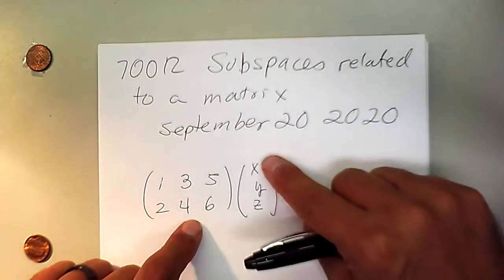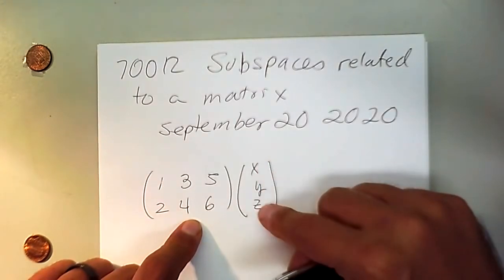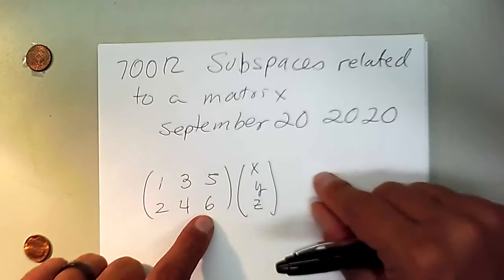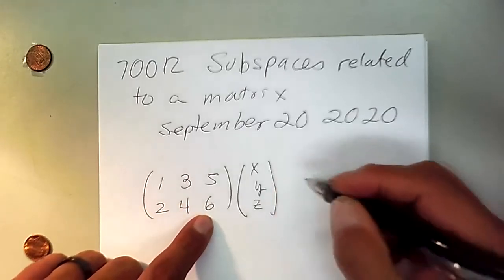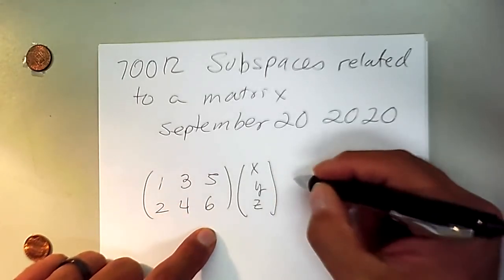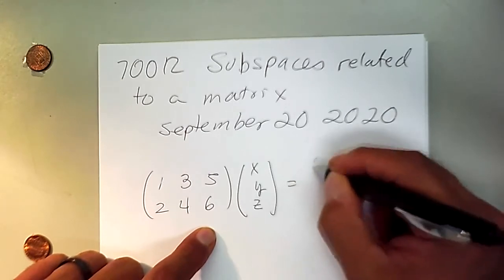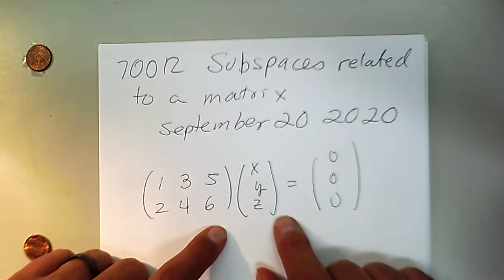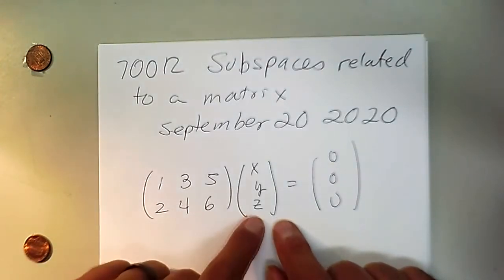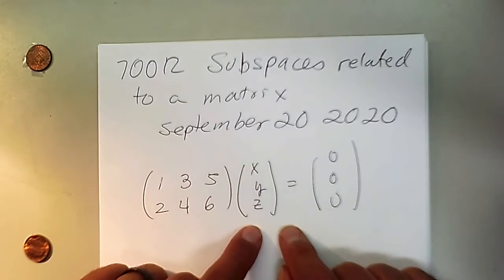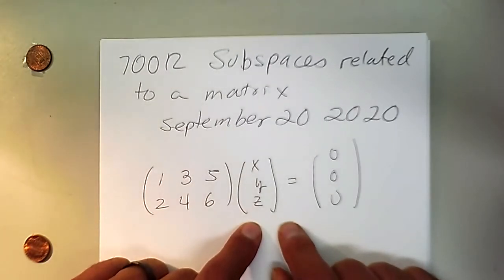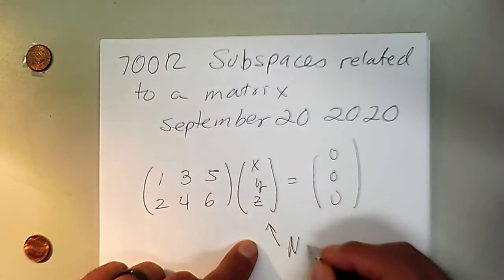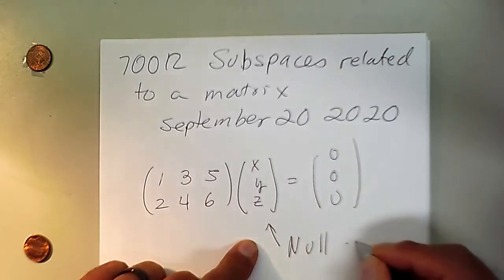So for instance, there are vectors that will cause this product to become 0. That is going to be one of the subspaces we're going to study. So if this is 0, 0, 0, then we will have a space of all those vectors. And that space is going to be called the null space, N-U-L-L space.